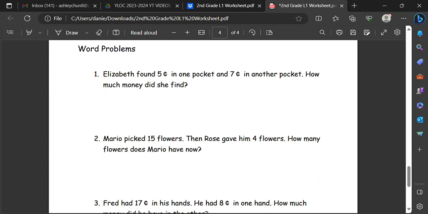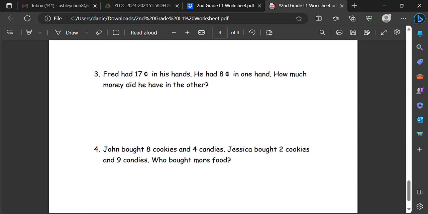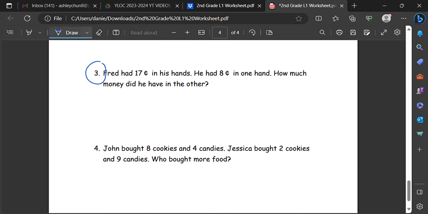So finally, last page. We're going to be doing the last 2 questions. Okay, number 3. Fred had 17 cents in his hands. He had 8 cents in one hand. How much money does he have in the other?